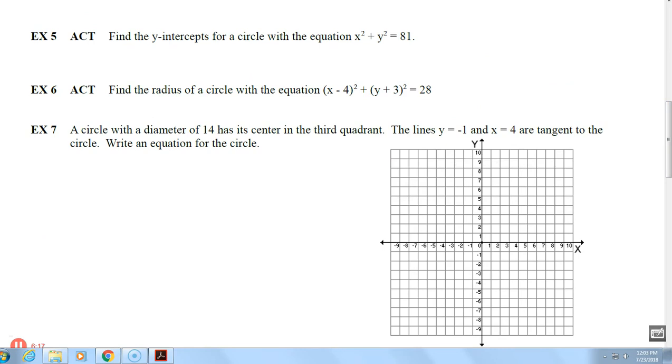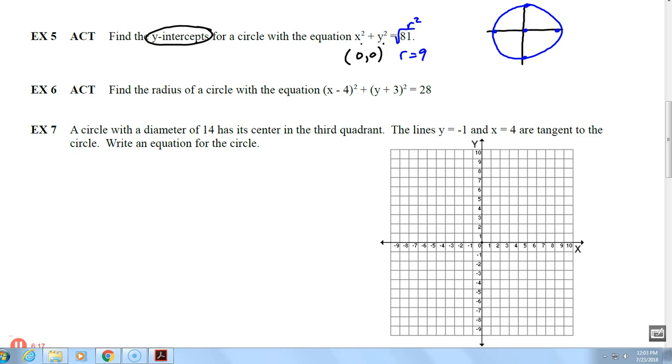So find the y-intercept. Remember, y-intercept is where I cross the y-axis. For a circle, the equation x squared plus y squared equals 81. Well, let's just sketch it really quick. Since I don't see anything here, I know the center is at 0, 0, because there's no parentheses. Now, this is the radius squared. If the radius squared is 81, I got to do the square root of 81 to get the radius, which is 9. So I know I'm going to go out 9 in every single direction.